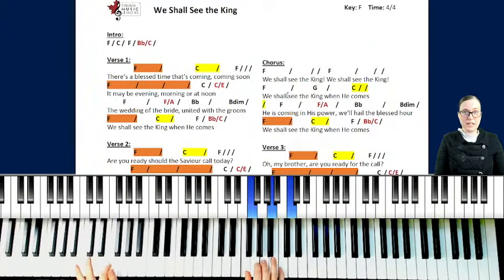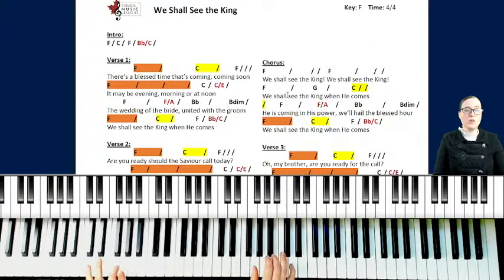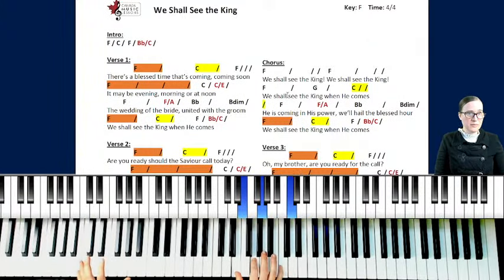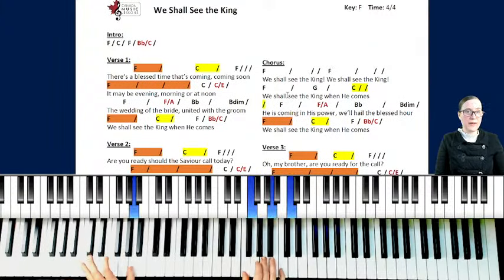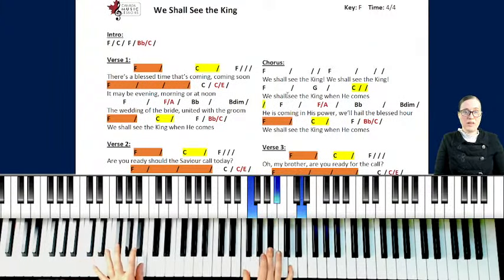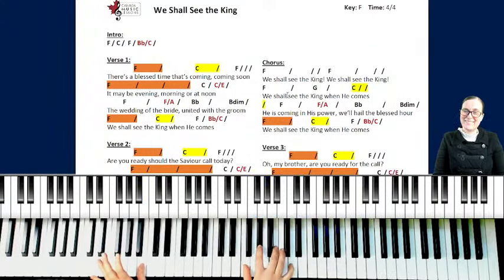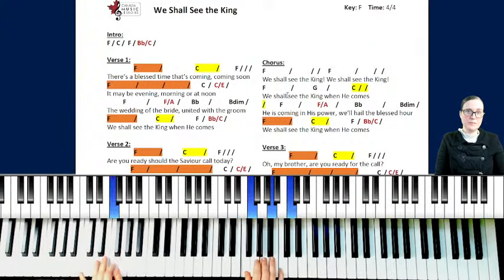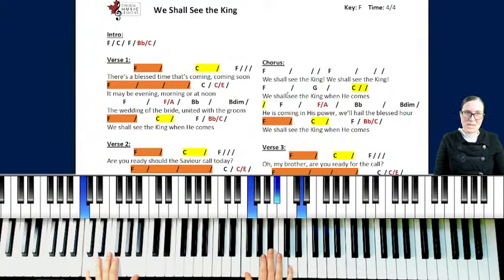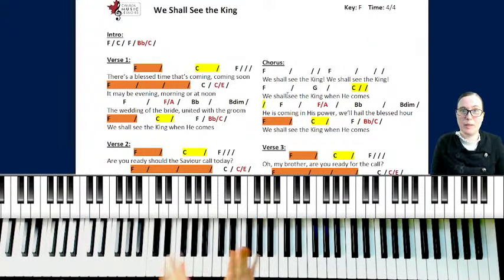We shall see the King. 1 and 2 and 3 and 4 and we shall see the King when he comes. He is coming in his power. We'll hail the blessed, and then same thing, B diminished. We shall see the King when he comes, and then B flat over C. So that part should be pretty steady.